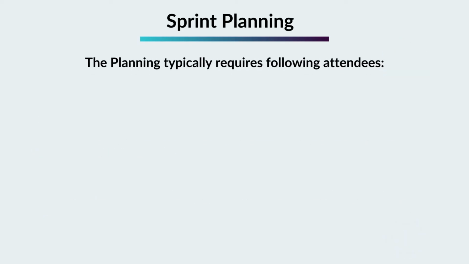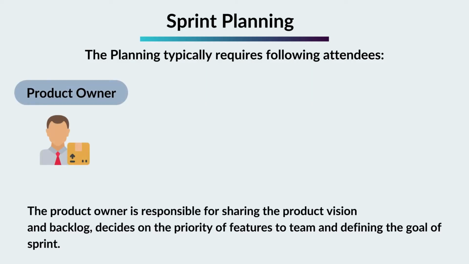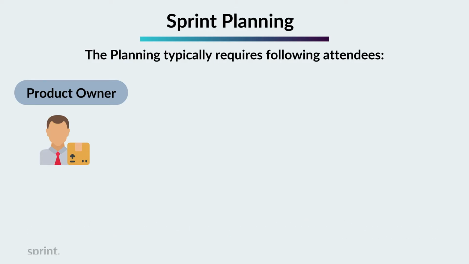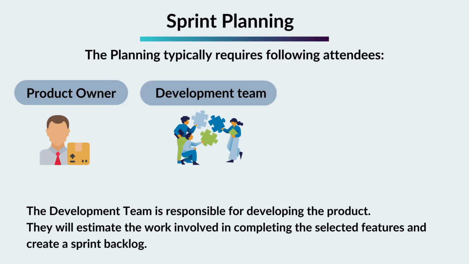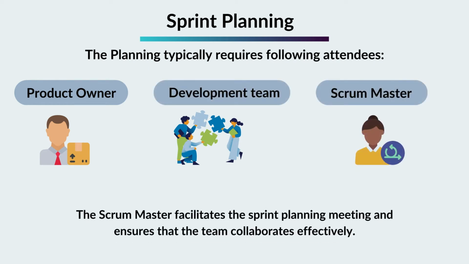Product owner. The product owner is responsible for sharing the product vision and backlog, decides on the priority of features to the team, and defining the goal of the sprint. Development team. The development team is responsible for developing the product. They will estimate the work involved in completing the selected features and create a sprint backlog. Scrum Master. The Scrum Master facilitates the sprint planning meeting and ensures that the team collaborates effectively.